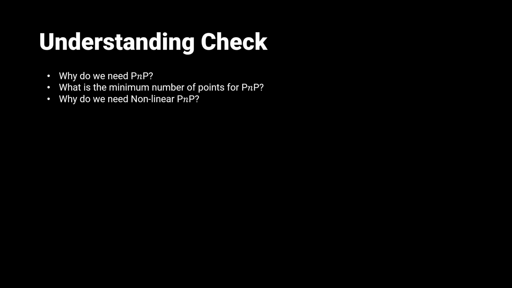So just to quickly recap, why do we need the perspective n-point algorithm? Essentially, why can't you just keep doing triangulation? What is the minimum number of points for perspective n-point? Why do we need nonlinear PnP?